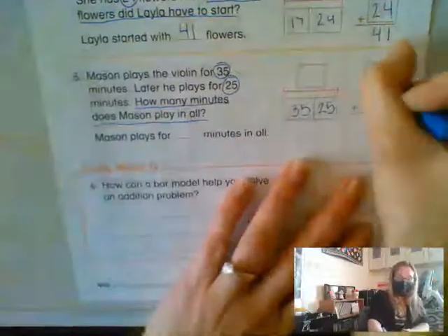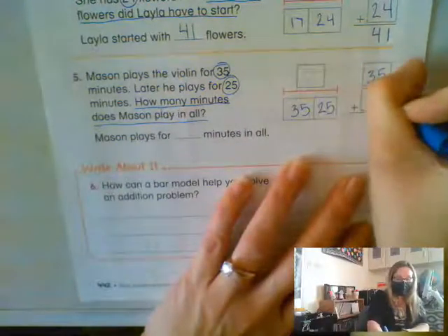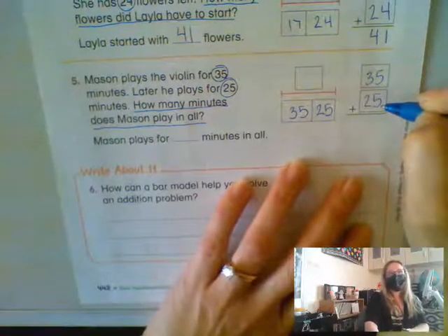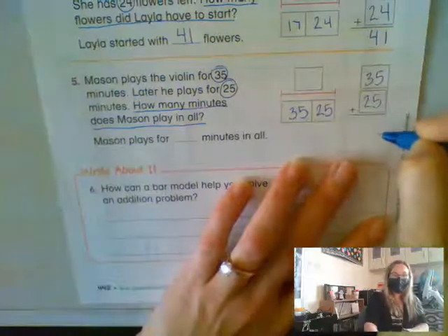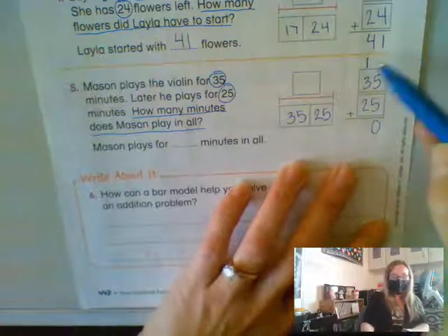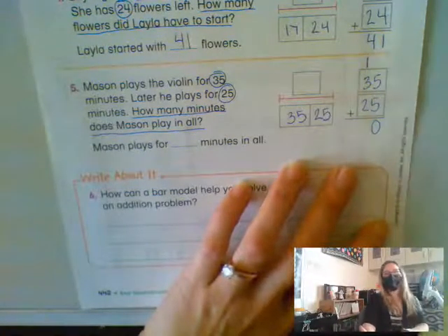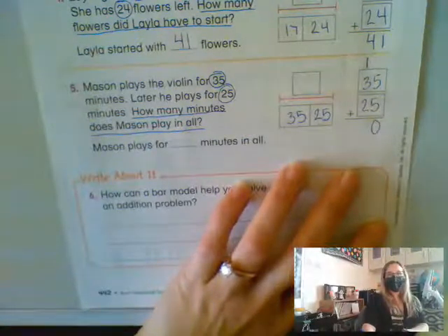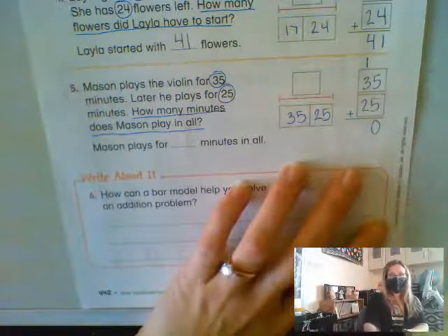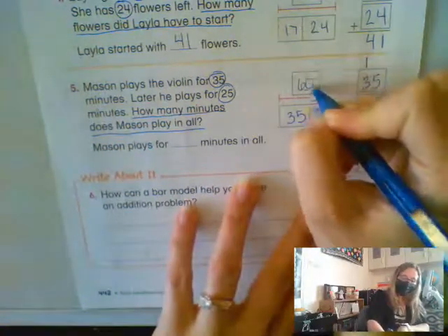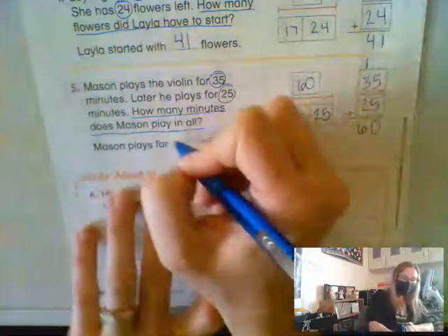So Connor, I'm going to add up 35 plus 25. So what is 5 plus 5, Connor? 10. But I can't squeeze a 10 in my 1s. But I know that a 10 is 1 10 and 0 1s. Now, Connor, what is 1 plus 3 plus 2? So 1 plus 2 is 3. 3 plus 3 is 6. So the answer is 6 10s and 0 1s make 60. So part whole. Mason plays for 60 minutes in all.